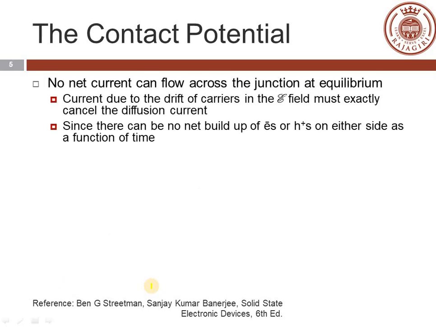No net current can flow across the junction at equilibrium. Current due to the drift of carriers in the electric field must exactly cancel the diffusion current. That's at equilibrium: diffusion current will cancel drift current. The directions are different, but the magnitude is the same, since there can be no net buildup of electrons or holes on either side as a function of time.